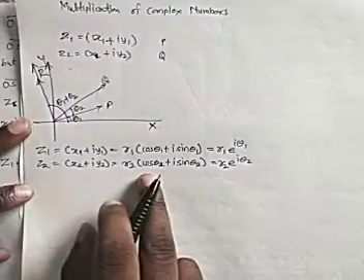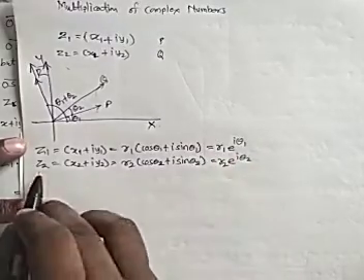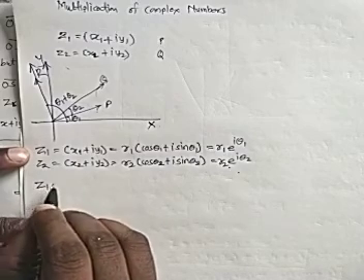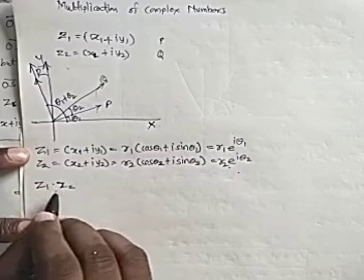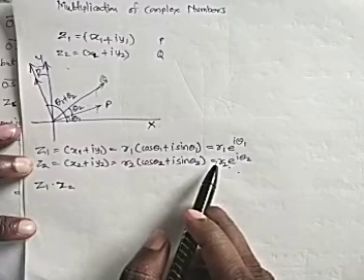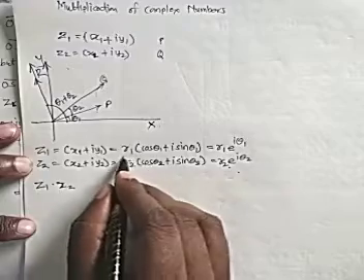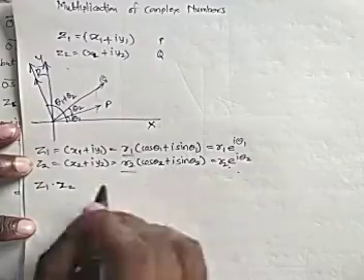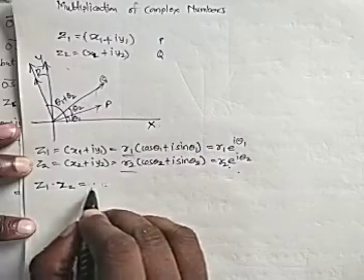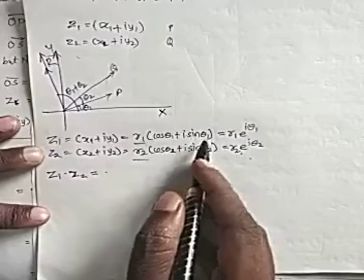So these are two complex numbers in exponential format. Now we have Z1 dot Z2. We have to multiply these two complex numbers, so we can directly multiply using this equation and this equation.